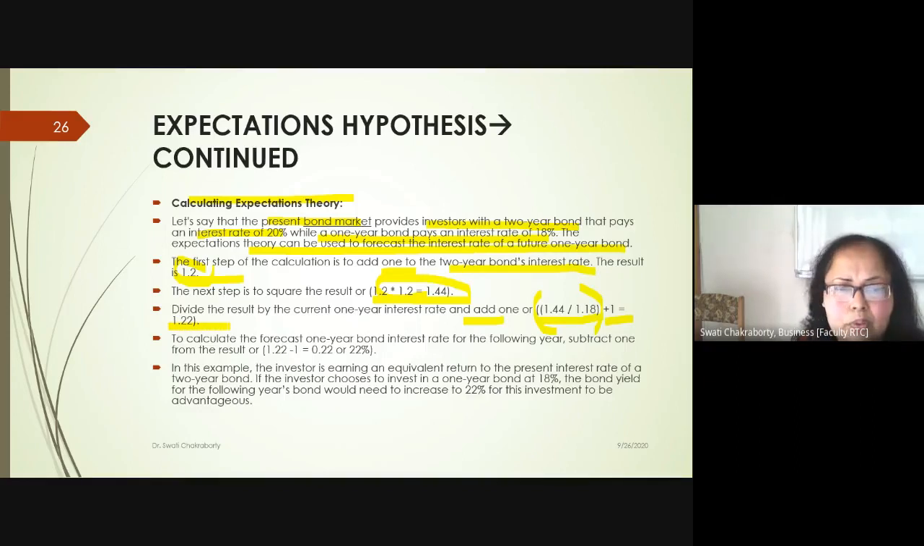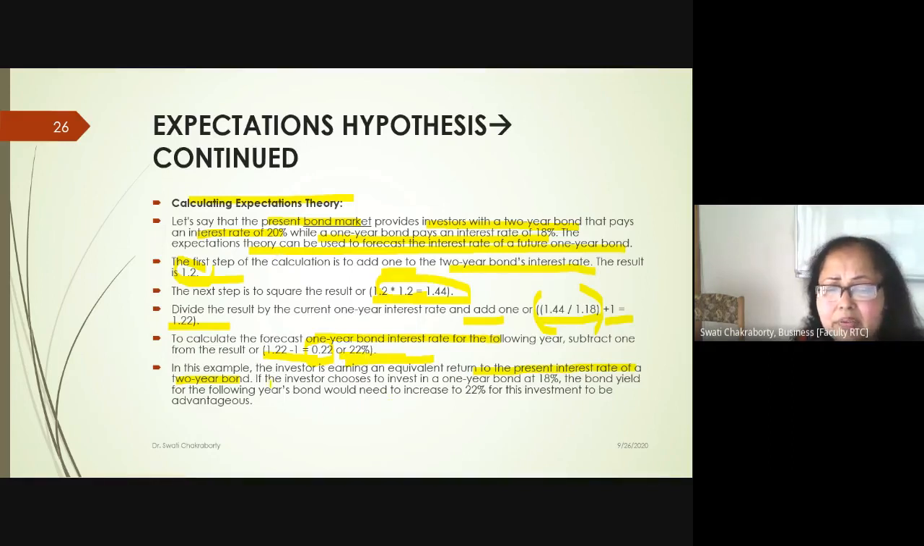So 1.22 is not an interest rate. To actually forecast the 1 year bond interest rate for the following year, you do 1.22 minus 1, that is 0.22, that is 22%. So what does it say? That the investor is earning an equivalent return to the present interest rate of a 2 year bond.